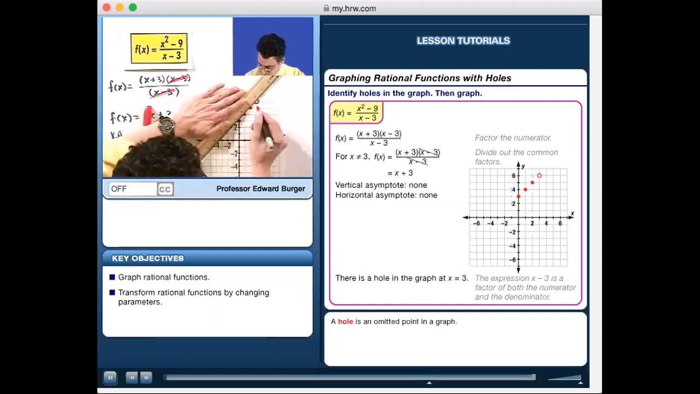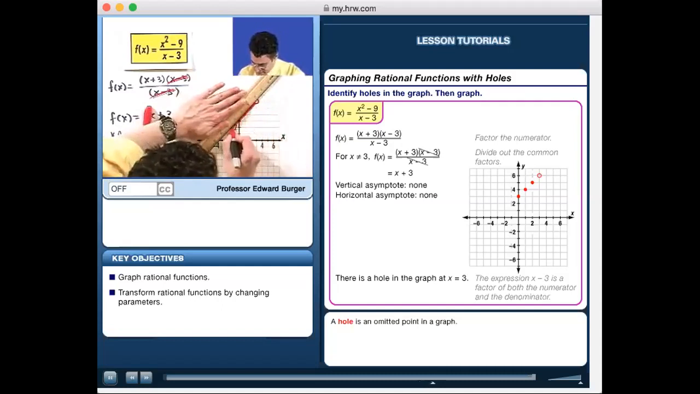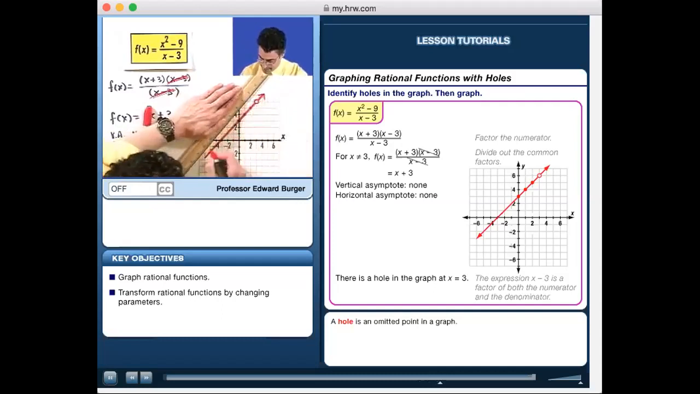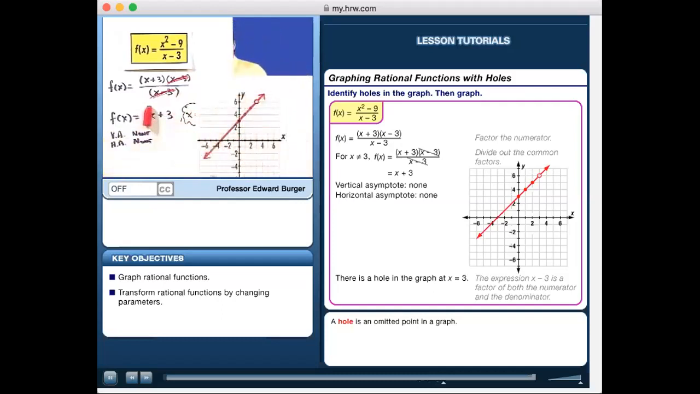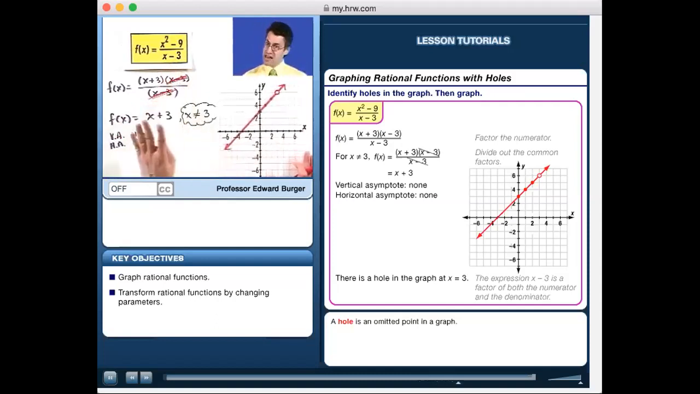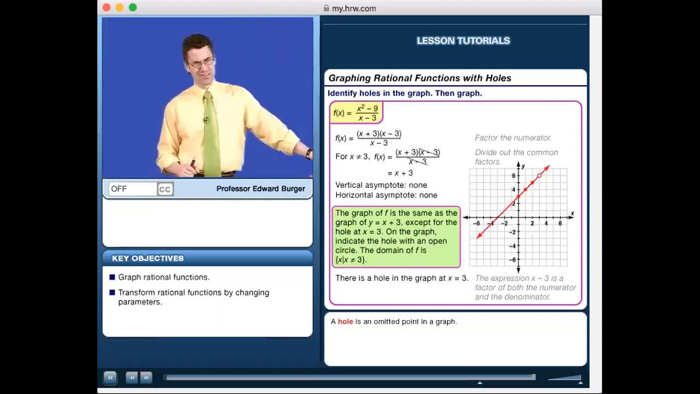I think this is so cool. I really hope you think it's cool too. It's a straight line that's been punctured. It's a line with a hole. And the location of the hole is actually at the point where we're undefined, namely when x equals 3. It's not an asymptote because things cancel away, but it's just a hole. So the graph of this thing, which looks like it should be a hyperbola, is actually a line that's been punctured with a hole. Isn't that cool? I think that's so awesome.